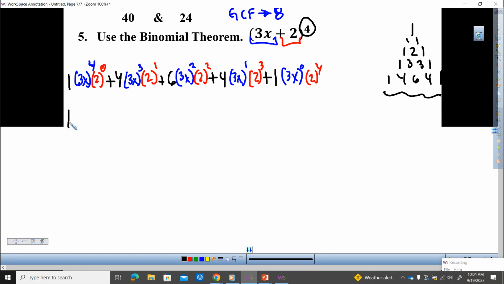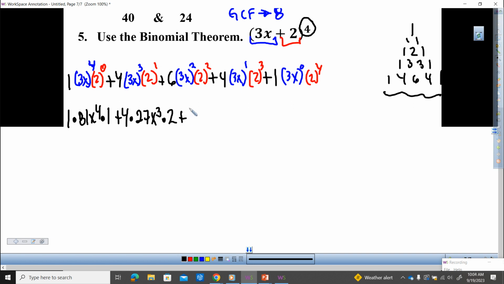Bring down the 1 times 3x to the fourth power. That means 3 to the fourth power. That means 3 times 3 times 3 times 3. That should be 81. x to the fourth power times, what is 2 to the 0? 1. Plus, bring down the 4. 3 to the third power. 3 times 3 times 3, that's 27. x to the third times, what is 2 to the first?